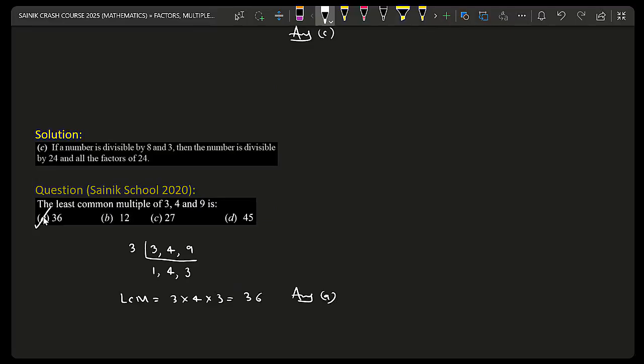Sir, in the LCM we want to multiply these numbers 4 and 3 also? Yes, no need to continue, because there are no common factors. We can stop. When the common factors are not there, we multiply the remaining numbers at the end. If common factors are there, we can continue. This is only the right side. Okay, sir.